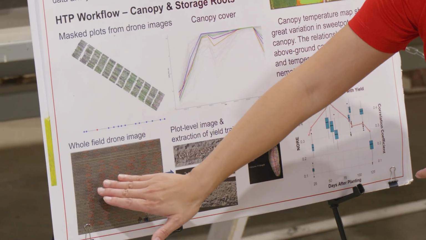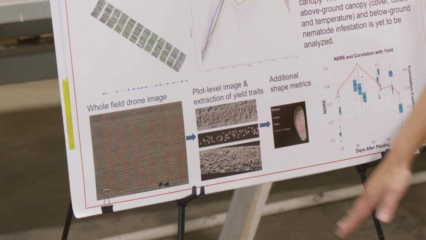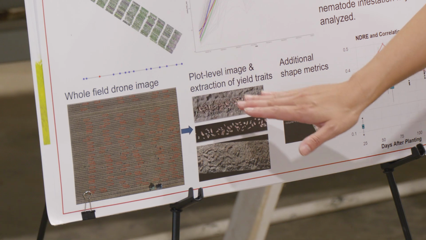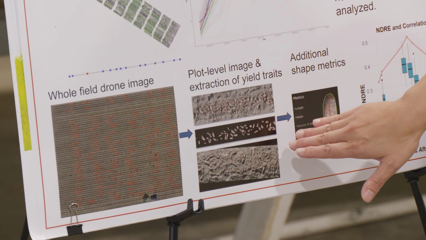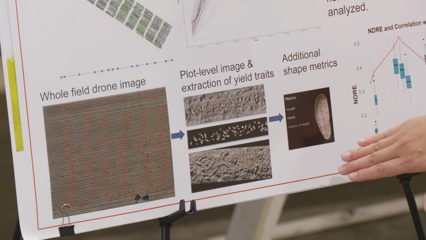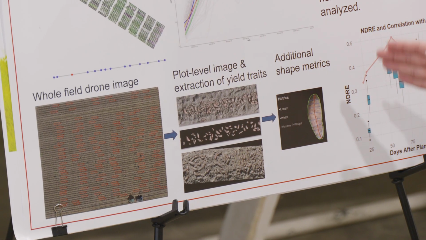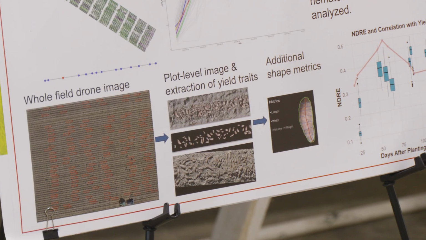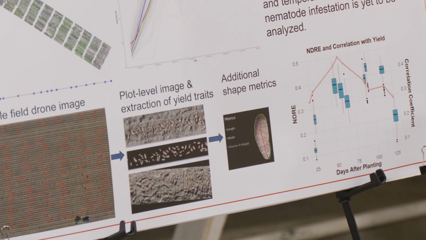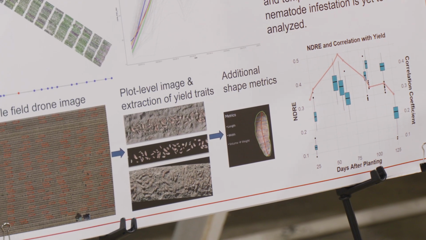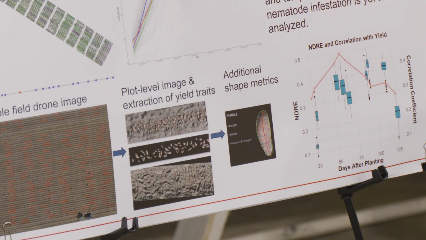We fly a drone over the field. We have this image, and we extract the plot sizes, and we extract the storage roots and analyze the different traits. And we have a student, Alexis, working on this part, and for additional metrics, such as the sweet potato's length, width, and shape.